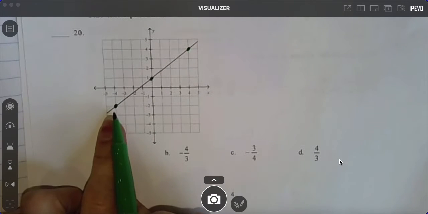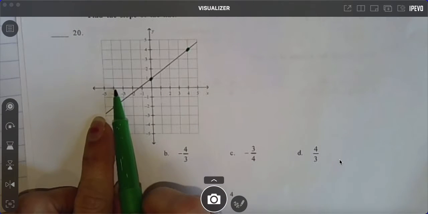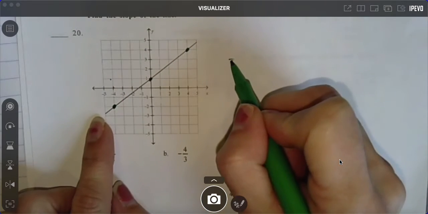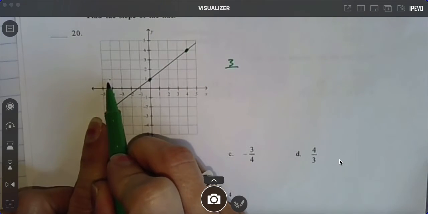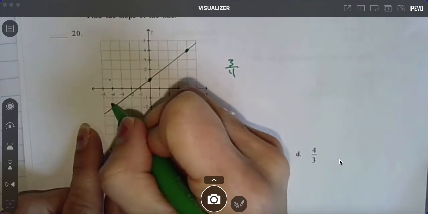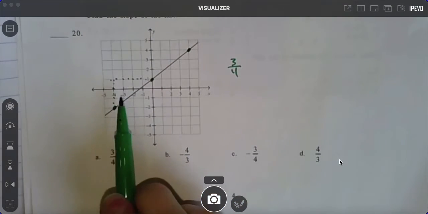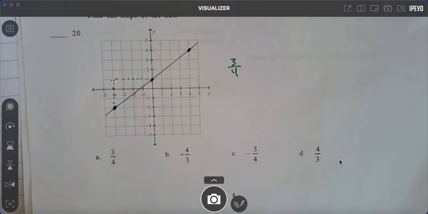I'll start at this one and go to the next one. So I'm going to go up 1, 2, 3. Let me write that down. And how much am I going to go over? 1, 2, 3, 4. That's how I can do little dotted lines. How did you get to that point? You went up 3 and over 4. That's your slope, 3 over 4. And it's A. Is everybody good with that?